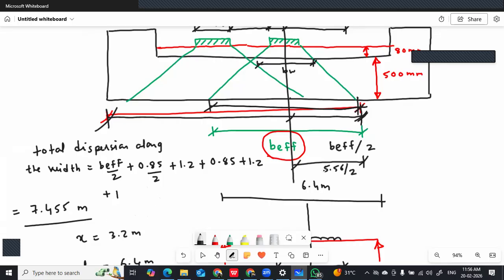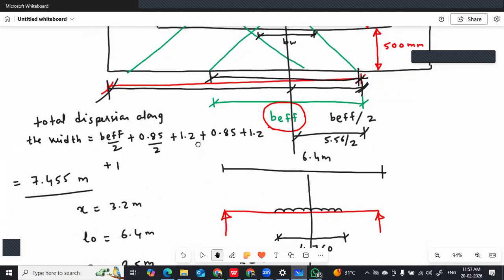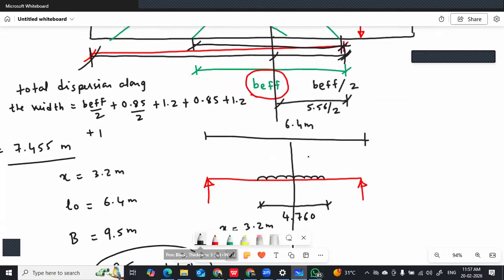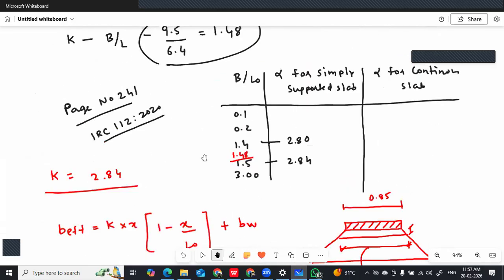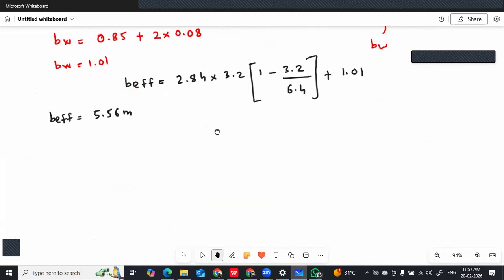See, we have calculated the dispersion along the length, that is 4.76. And now we have calculated the dispersion along the width. So see, we have to find the intensity of the load. We don't know what the intensity of load is. Okay, we need to find that. I will give one formula by which you can find the intensity of the loading.